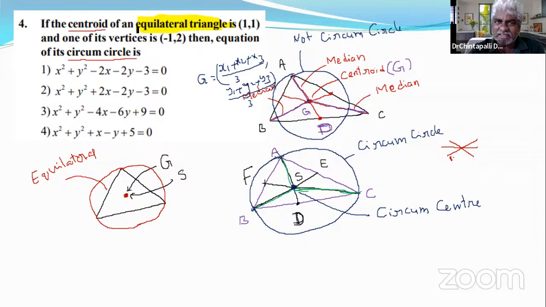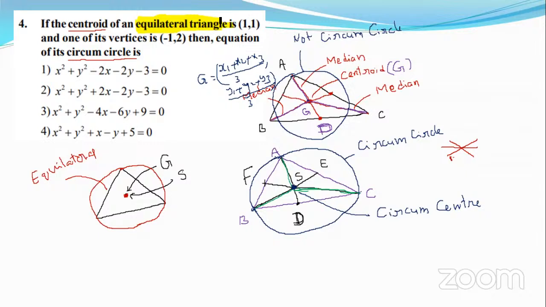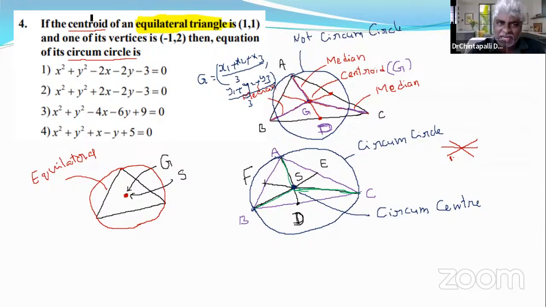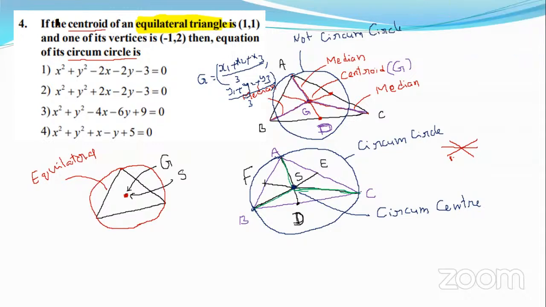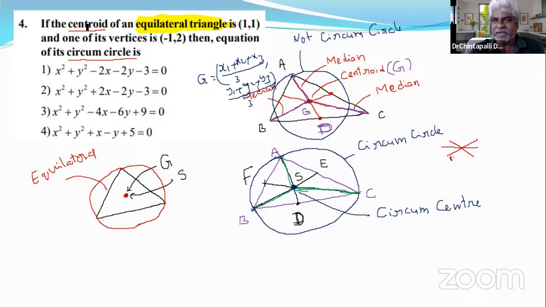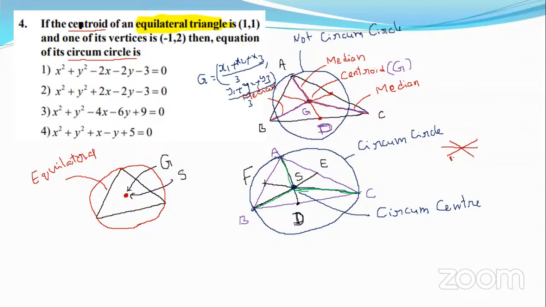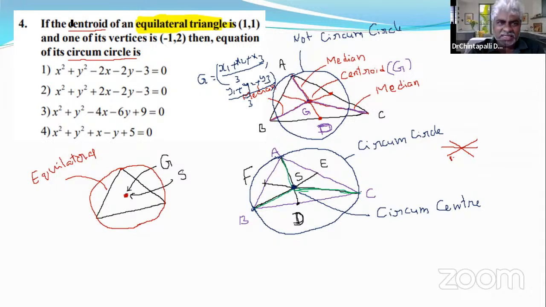Because this is an equilateral triangle, the centroid is associated with the circumcircle. In an equilateral triangle, centroid and circumcenter are both the same. If you use the correct mathematical words, centroid and circumcenter coincide.